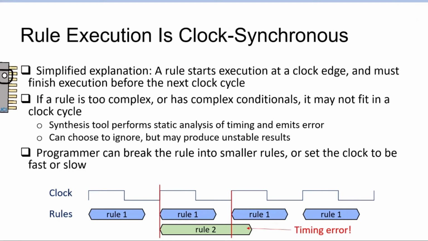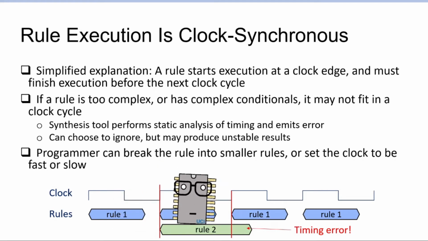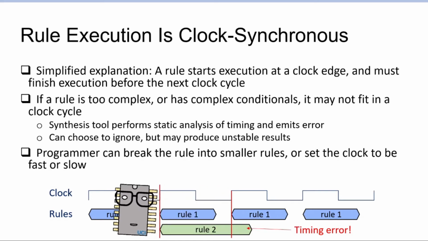Meaning, in a simplified explanation, a rule starts execution at a clock edge. It could be a rising clock edge or a falling clock edge, but typically, if you don't do anything special, it's a rising clock edge. So a rule starts execution at a clock edge, and it must finish execution before the next clock cycle goes up. And this is just the inherent characteristic of doing hardware design on silicon, pretty much.